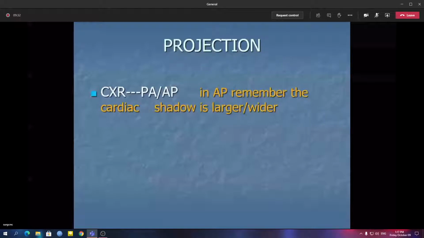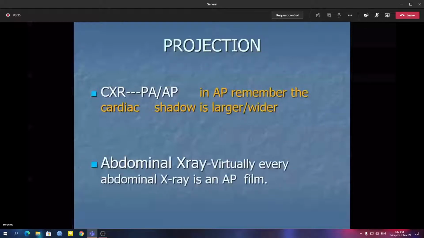Now, what are the types of X-rays we encounter? Now, we remember that the common X-rays in surgical practice we get mostly are chest X-rays and abdominal X-rays. So chest X-rays, commonly the chest X-rays are the PA views. I mean, whatever X-ray we get in chest X-ray, all are PA views. AP views are done very rarely, until and unless the patient is moribund and bedridden.